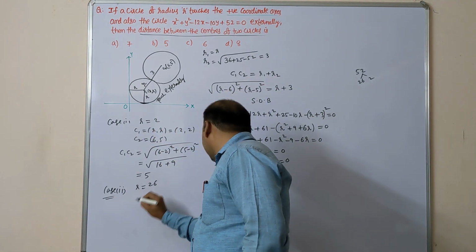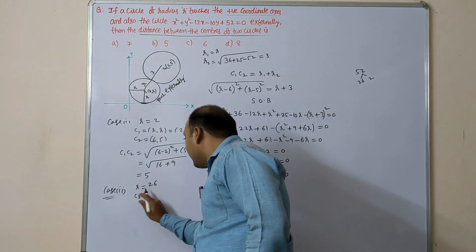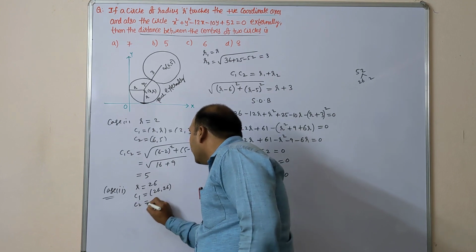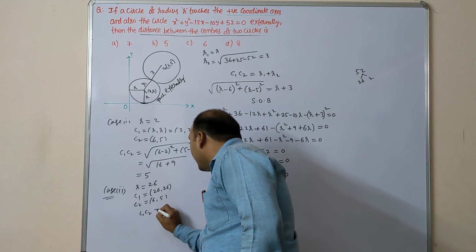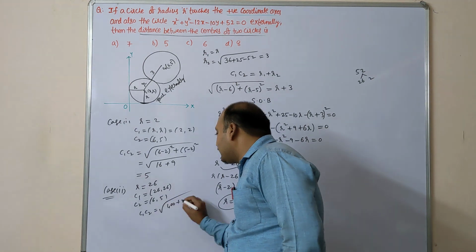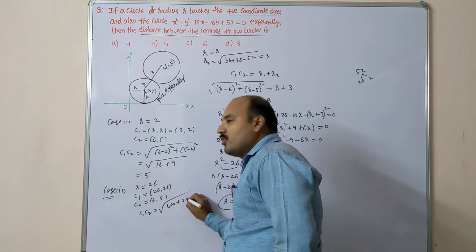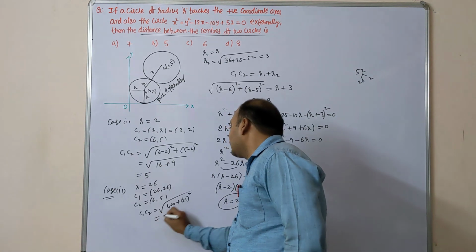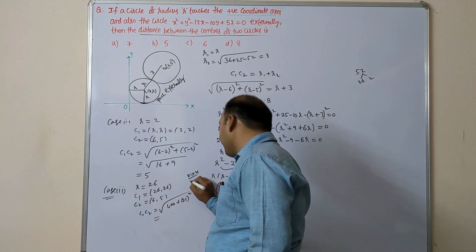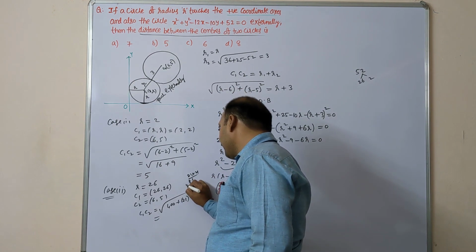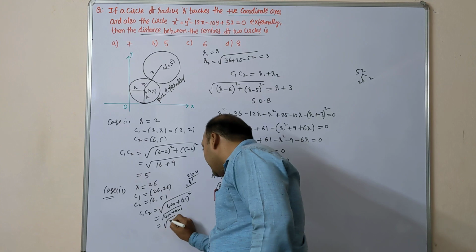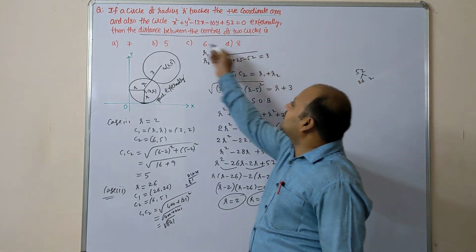If r is equal to 26, what happens? So C1 will become 26 comma 26. C2 is 6 comma 5. So C1 C2 equal to root over 26 minus 6 whole square, 20 square, 400, 26 minus 5, 21 whole square. So it is 400 plus 441, so 841. It is more than, no answer is there here.